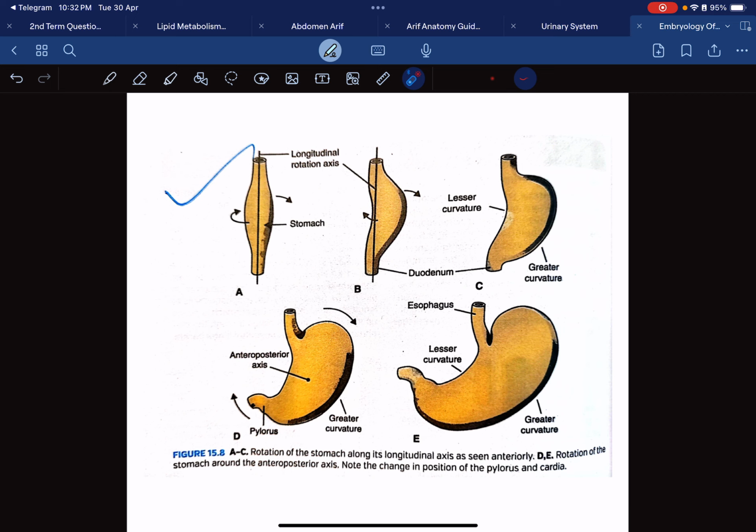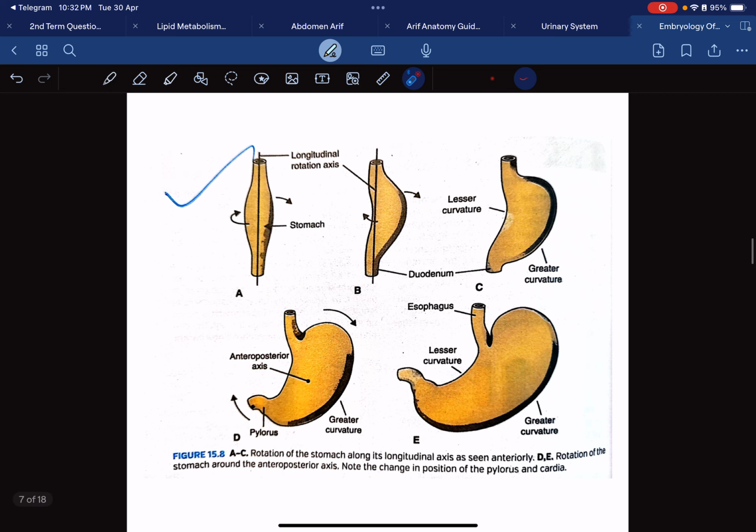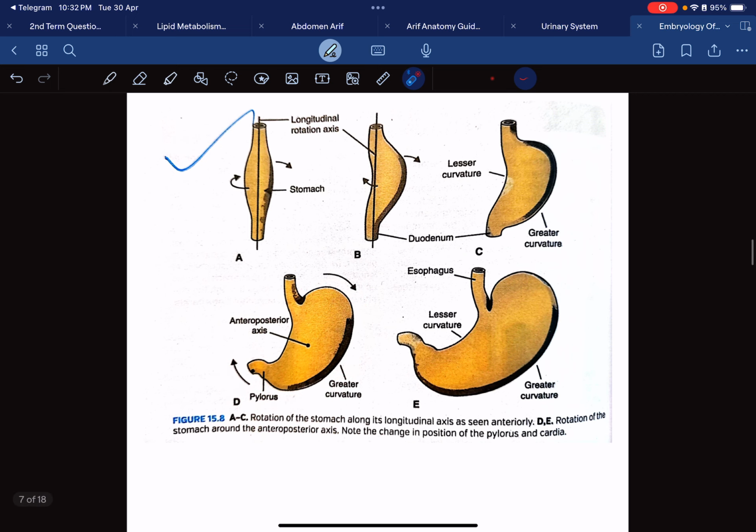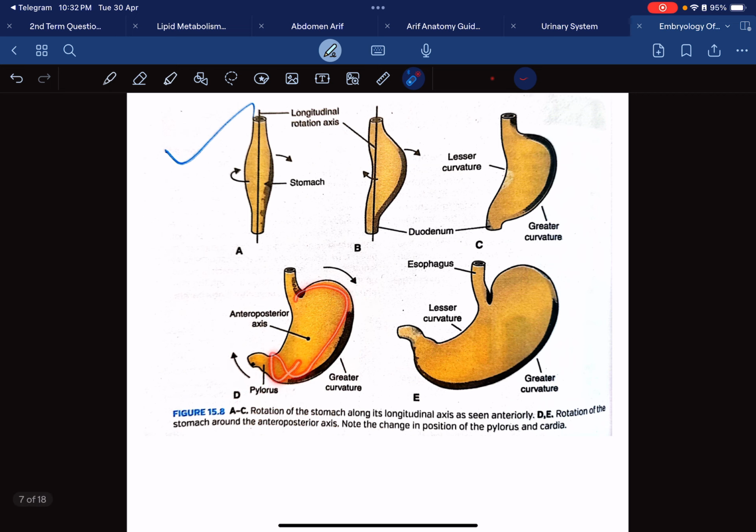Why does this rotation occur? This rotation causes the formation of the greater curvature, and this occurs due to the faster and more rapid development of the left side of the stomach.